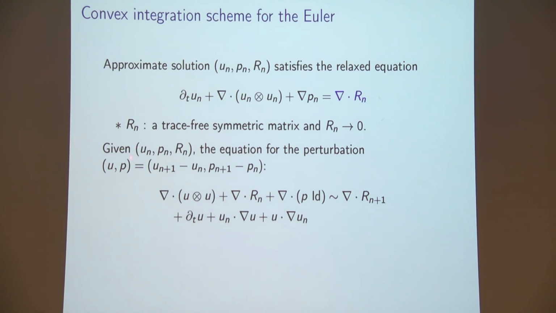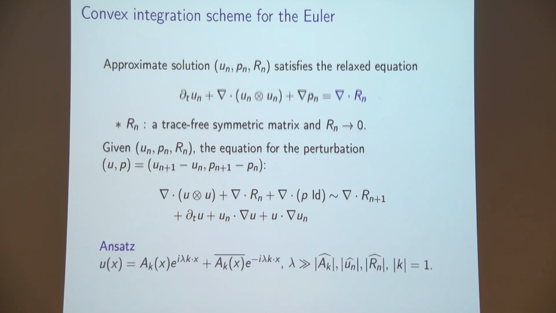Okay, now let's assume we have the n-step solution. Then how can we find the next step solution? Well, if you see the equation for the perturbation, our main job is to make the current error much smaller than the previous error. And for that, we definitely need to kill the previous error.